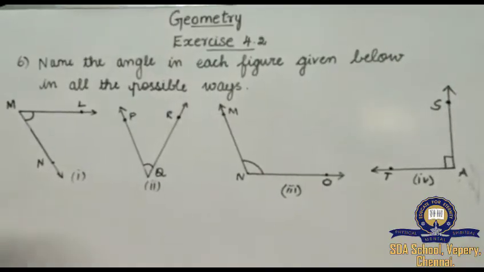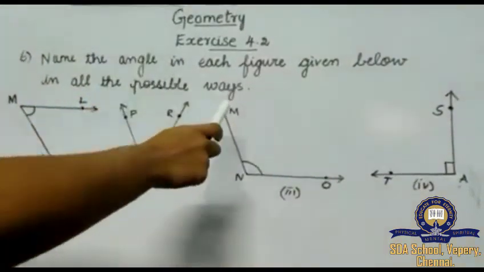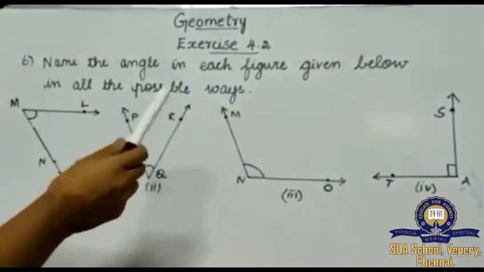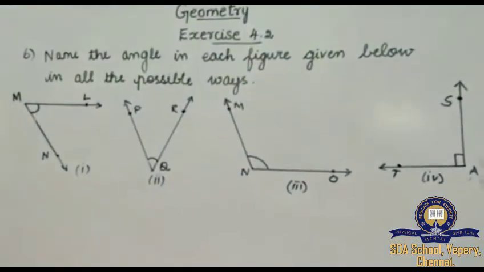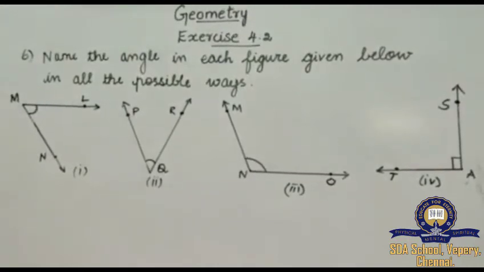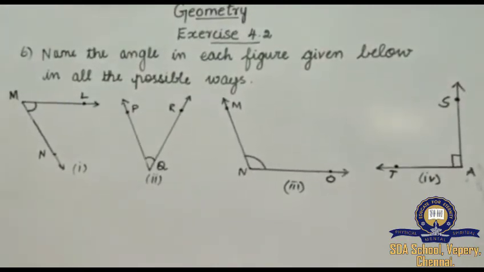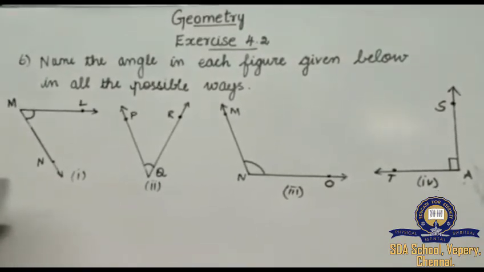Now we'll move to the sixth sum. So the question is, name the angle in each figure given below in all the possible ways. Okay, so here are 4 figures given and you are supposed to name the angle in each figure in all the possible ways. Okay, so let's look at the first figure.